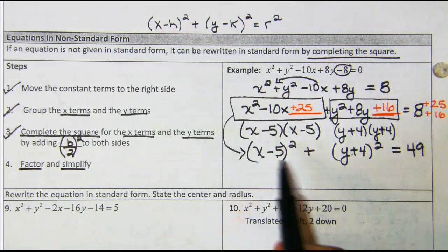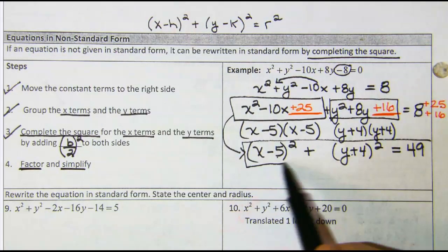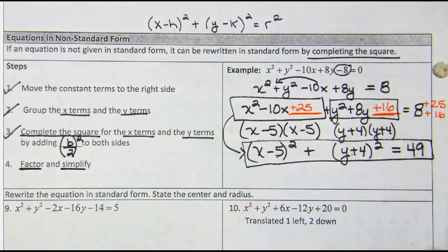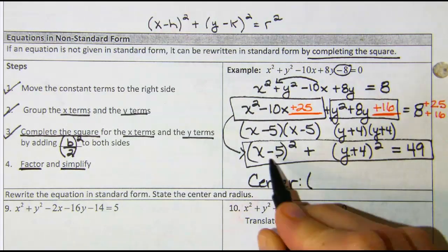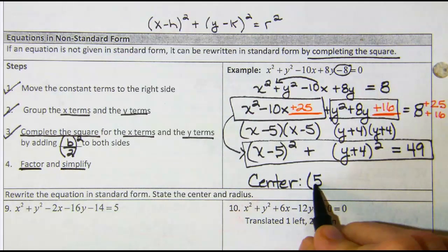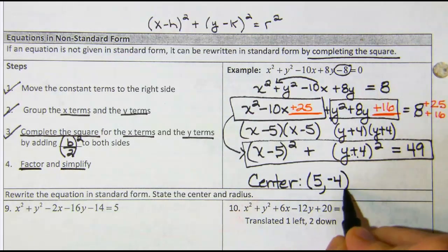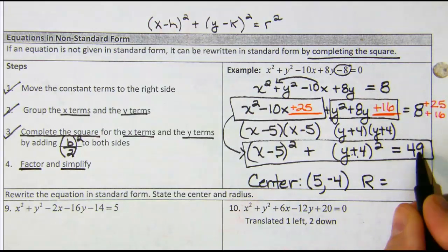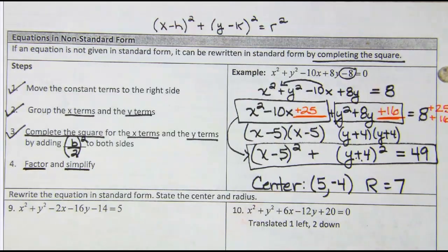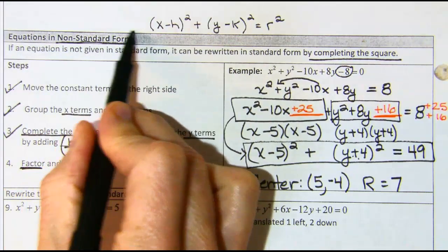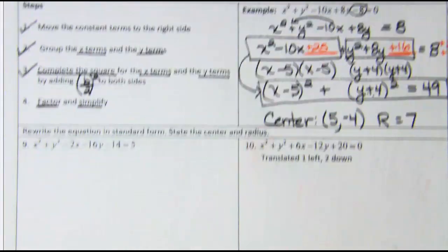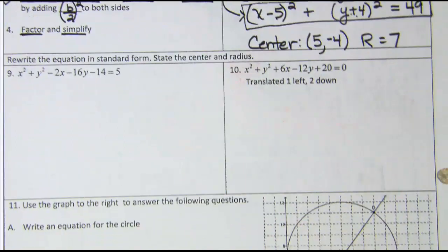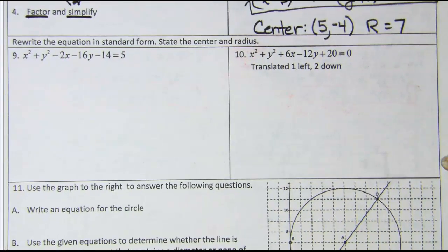Now, if you look at this, we now have the standard form of a circle. The center of the circle, we can now see. The center is do the opposite: 5, and the opposite of positive 4 is negative 4. The radius, square root of 49, is 7. So you have to be able to complete the square to get that non-standard form equation into standard form. Now let's move on. It says rewrite the equation in standard form, state the center and the radius.